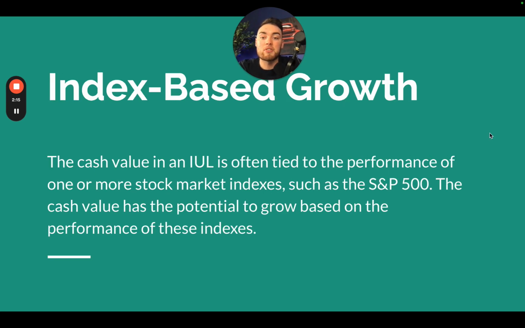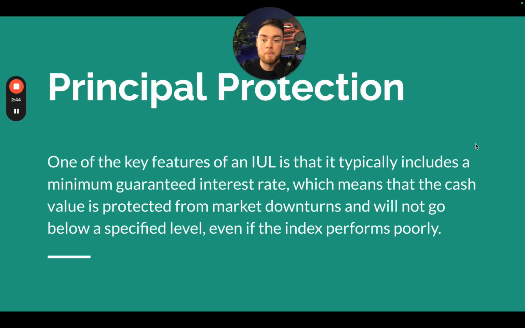All right. Then there's the index growth part of the IUL, right? The cash value in an IUL is often tied to the performance of one or more stock market indexes, such as the S&P 500. The cash value has the potential to grow based on the performance of these indices, right? And so you get to choose which indices you want your money to be tied to. And it's index growth, which means you can only participate in the upward trend of the stock market without ever participating in the downward trend, right?